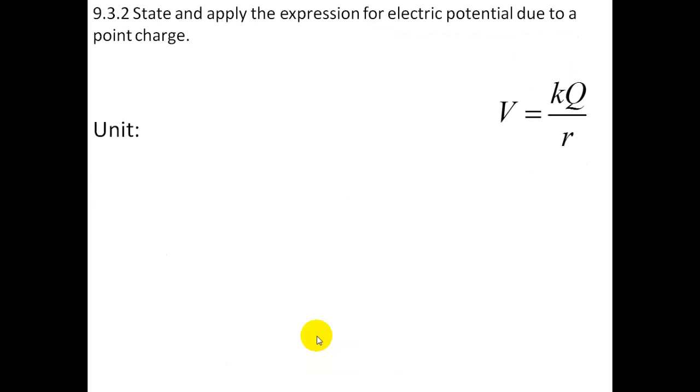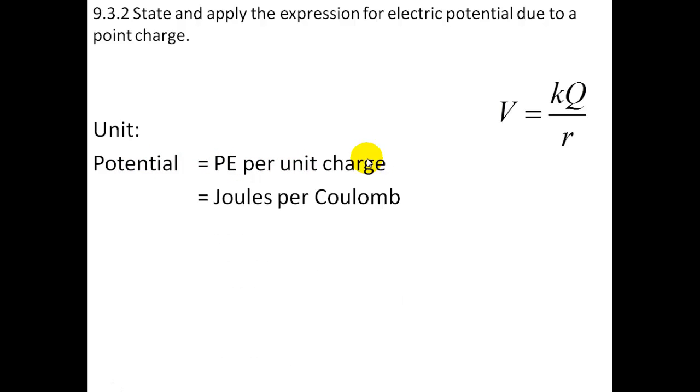State and apply the expression for electric potential due to a point charge. So this is the expression. V, the potential, is kQ over r, the potential energy per unit charge. Now, what is the unit going to be? We know that potential is the potential energy per unit charge, so it's going to be joules per coulomb. But we also know that this is equal to volts, because in the electricity topic we know that the amount of energy per unit charge is also equal to the voltage at that point. So this is also given the unit volts.